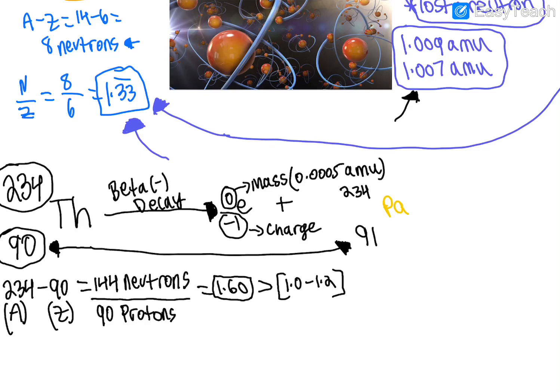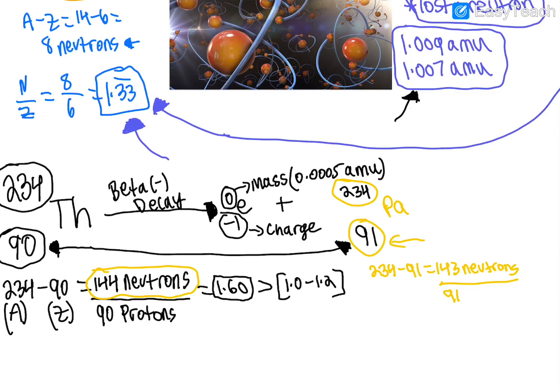So let's calculate the new neutron to proton ratio for protactinium-234 and see if it is stable or not. Again, we subtract the atomic number from the mass number to find the number of neutrons. Remember, we're losing 1 neutron here, so we just subtract 1 neutron from 144. So we get 143 neutrons for protactinium-234's nucleus. And then we have 91 protons in the nucleus.